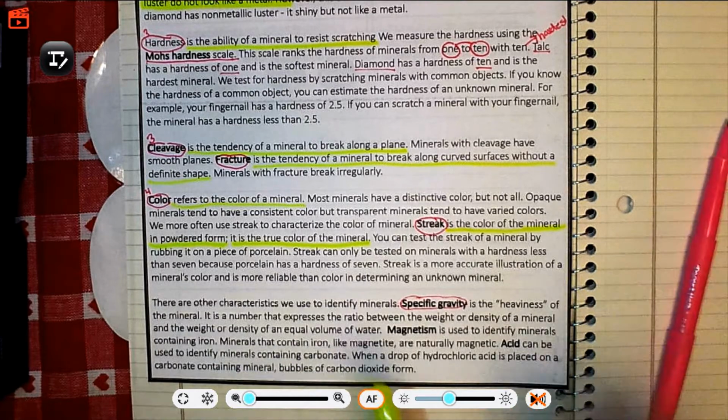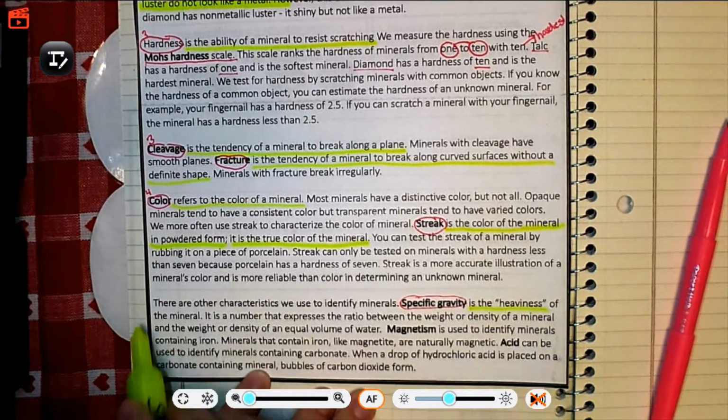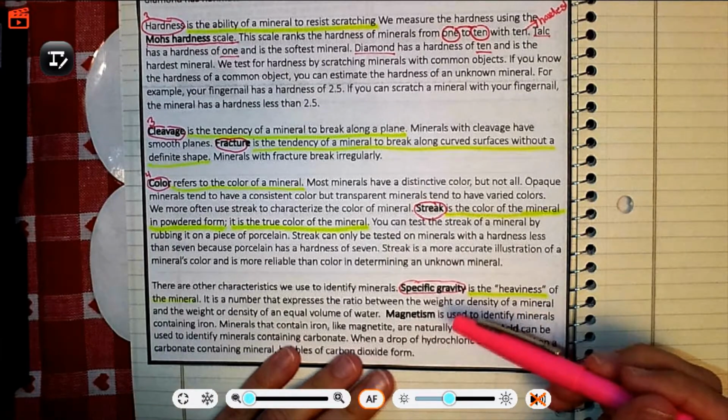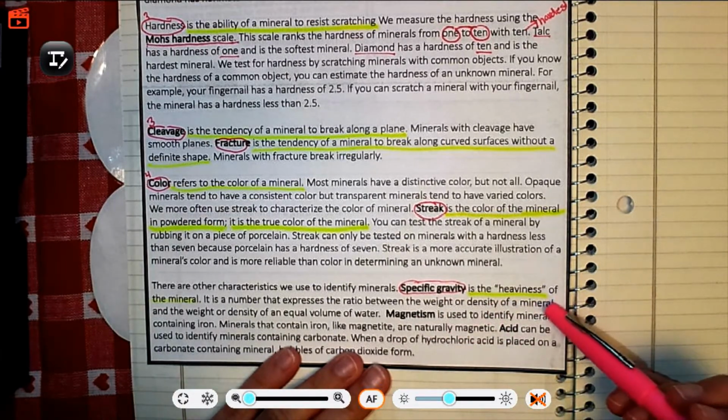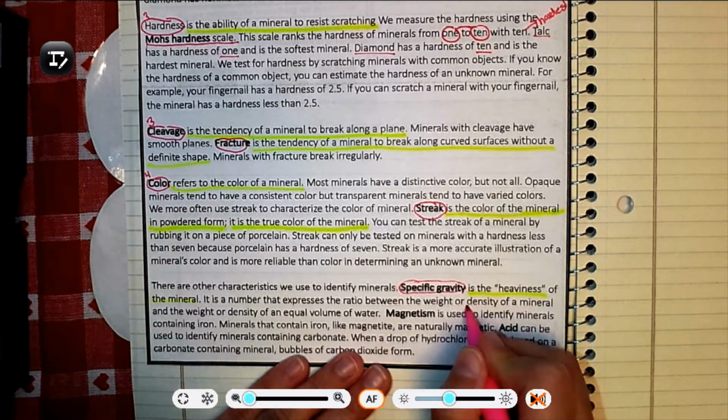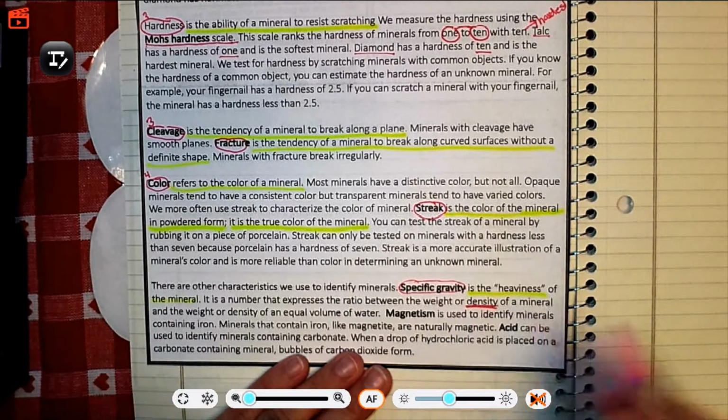Specific gravity is the heaviness of the mineral. It is a number that expresses the ratio between the weight or density of a mineral and the weight or density of an equal volume of water. So we're going to mostly look at density when we do our labs.